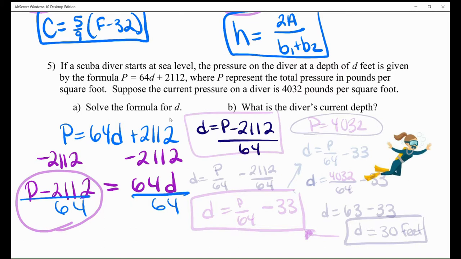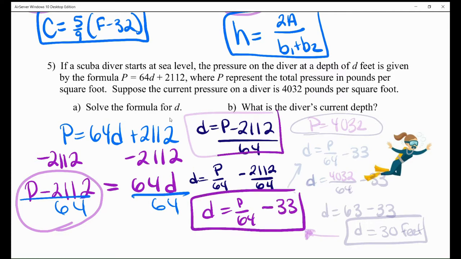Now, because 64 is a factor of 2,112, it's smart to break this up into two terms. P over 64 minus 2,112 over 64, and simplify. So d equals P divided by 64 minus 33. So either one of these forms works. This option is a little more simplified.